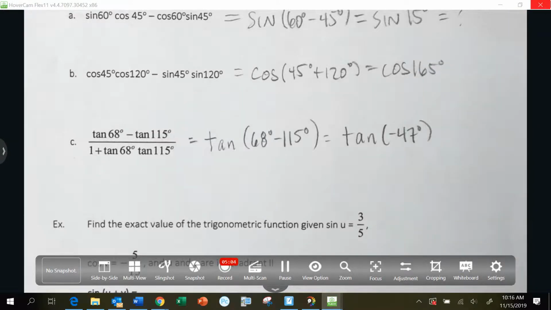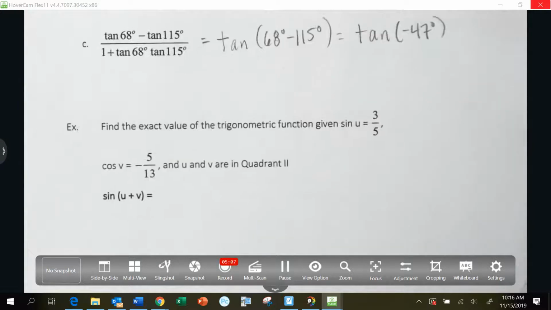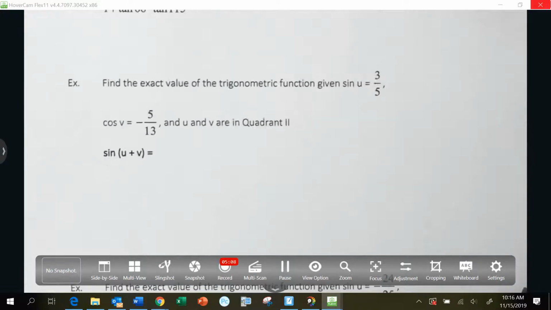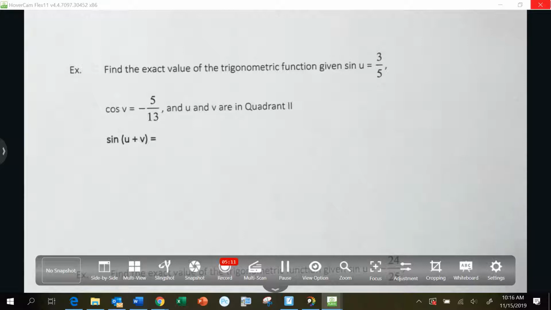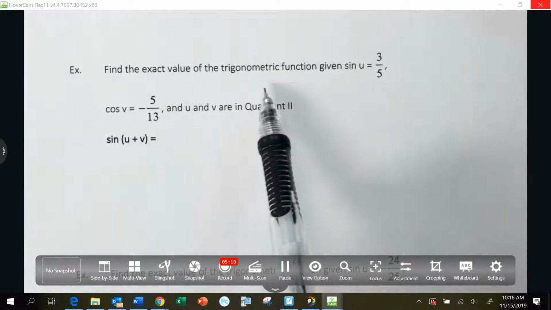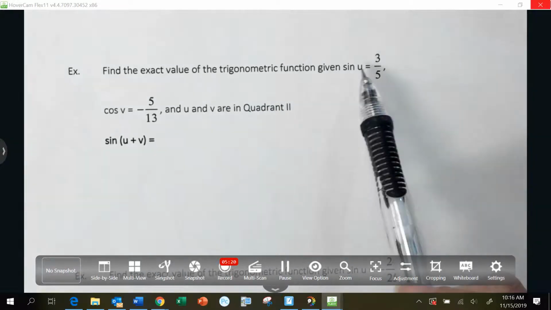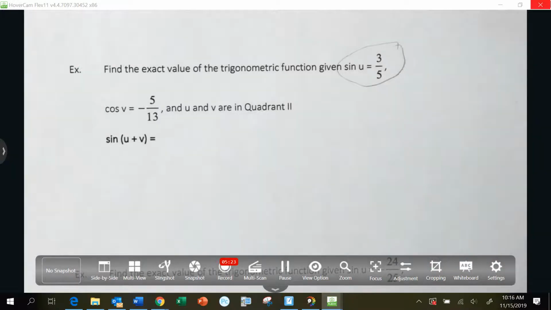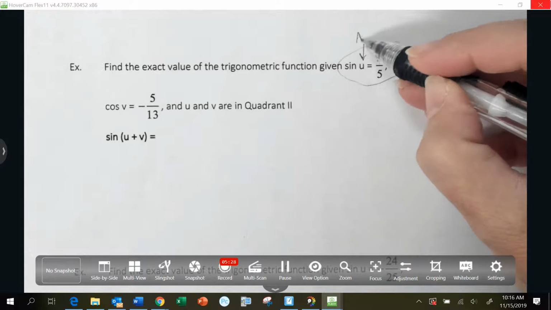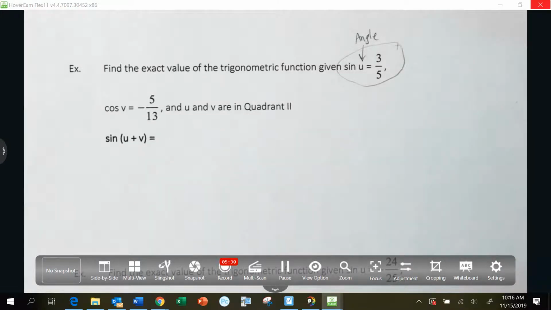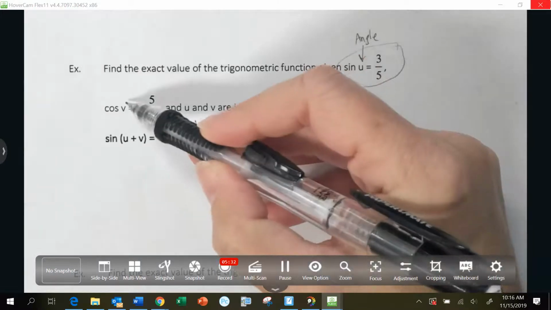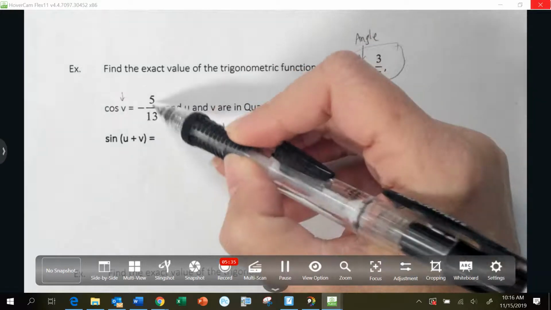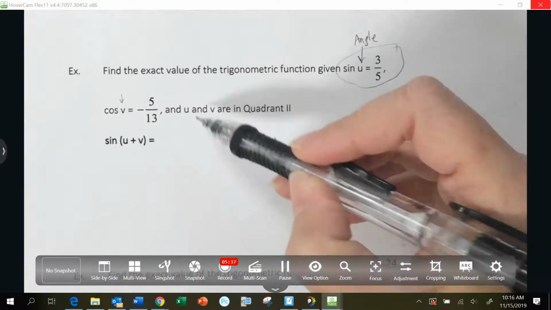All right. The last section is the stuff that you probably saw, and that was the part where I was like, you don't even need to do this yet, because I really wanted to go over it. It seems confusing. It's really not that bad. It says find the exact value of the trigonometric function given. So we're given pieces of this. We're given some clues. We know that sine of angle u, remember u is an angle, is 3/5. Cosine of angle v is negative 5/13. And u and v are in quadrant 2.